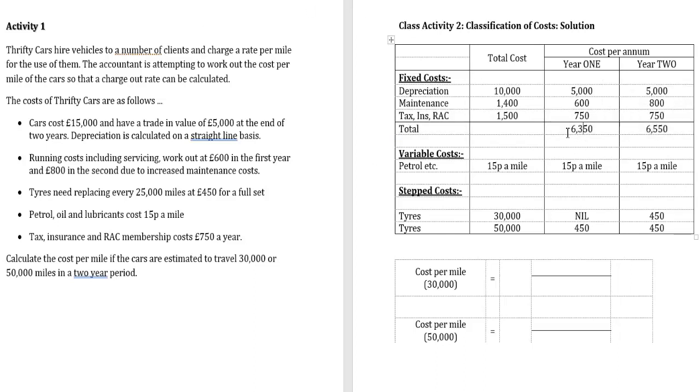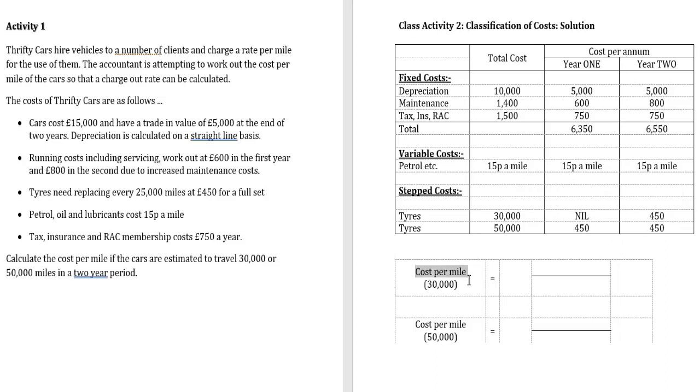It will be 6,350 for the first year, 6,550 in the second year. The variable cost, 15p per mile. The stepped cost will be 0 in the first year, 450 in the second year. This is if you use the car for 30,000 miles. And if I use the car for 50,000 miles, this will be 450 in the first year and second year.